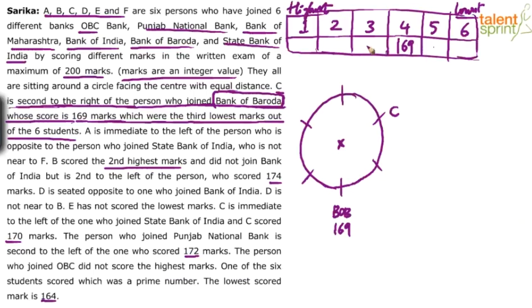Third lowest does not mean that you have to put it here, right? This is third highest. Third lowest is from right to left. So that's the first point, right? We know C, we know BOB, and we know that BOB guy has scored 169 marks.